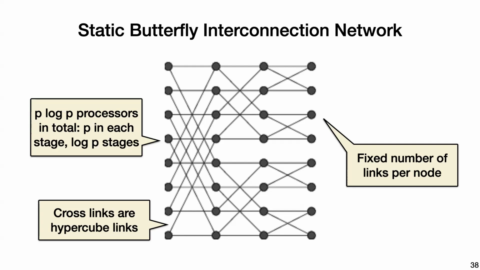And the crosslinks are the hypercube links, and you can also have pass-through to the same processor. So the processor IDs are the same as they would be in the hypercube, but in each phase, the distance is fixed in that column. So there are p log p processors.